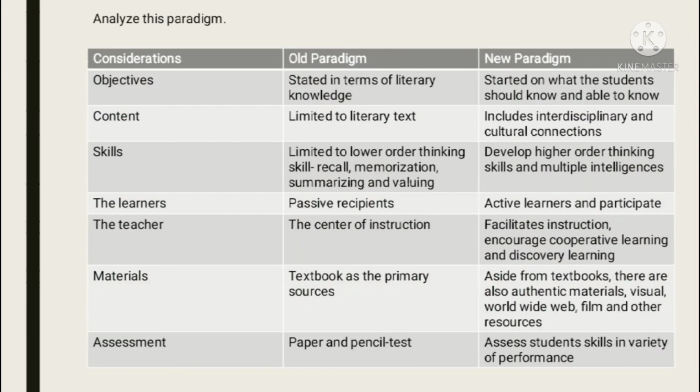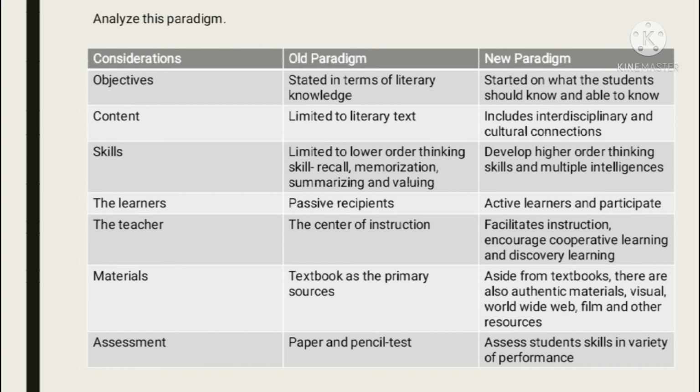Analyze this paradigm. Considerations: old paradigm, new paradigm. First is objectives. The old paradigm is stated in terms of literary knowledge. The new paradigm is stated on what the student should know and be able to do. Number 2 is content. Old: limited to literary texts. New: includes interdisciplinary and cultural connections.